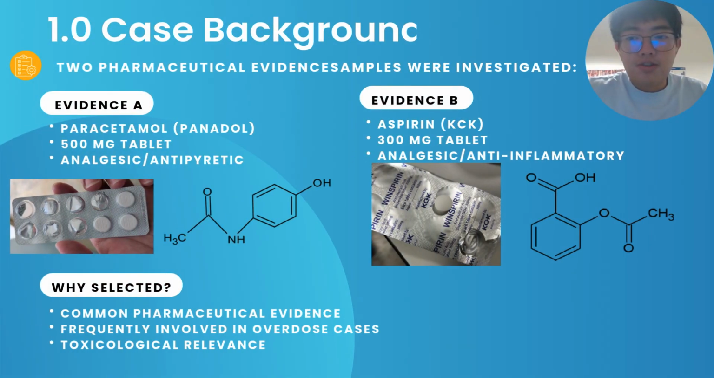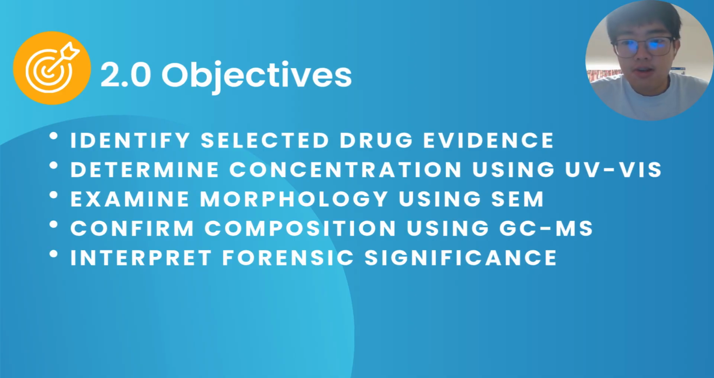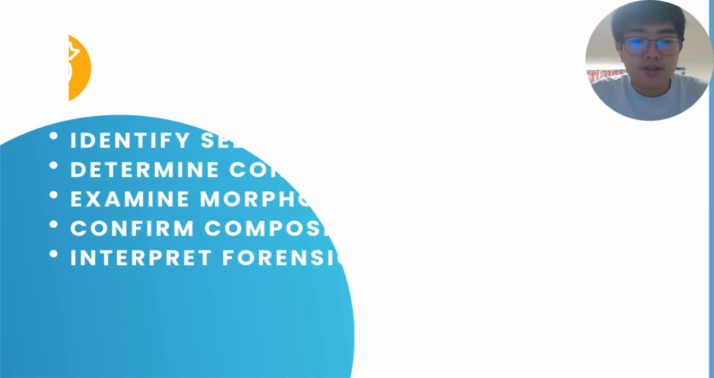Two pharmaceutical evidence samples were investigated in this study, namely paracetamol and aspirin. These drugs were selected because they are commonly encountered pharmaceutical evidence and are frequently involved in toxicological investigation and misuse cases. The objective of this study was to analyze and interpret pharmaceutical evidence using multiple analytical techniques.